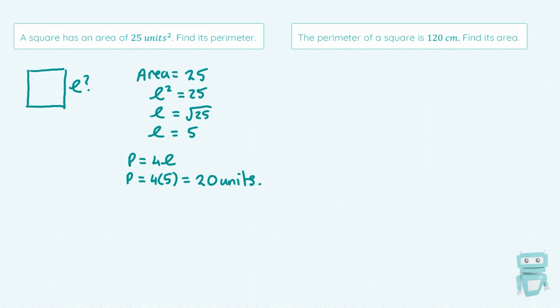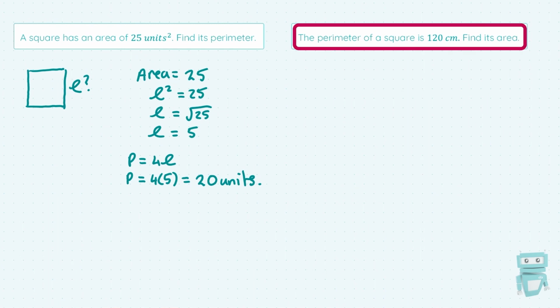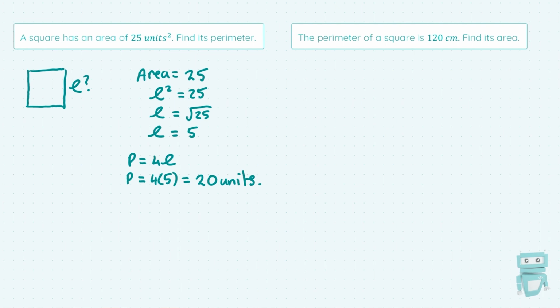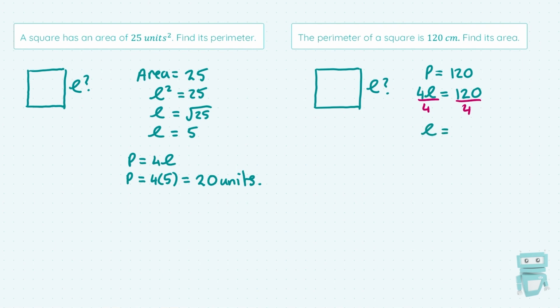Next up, in a similar fashion, I'm told the perimeter of a square is 120 centimeters. Find its area. Now, I know the perimeter is going to be 120. And in order to find the area, I need to know what the side length L is. So let's start off with the fact of the perimeter being 120 and try to link in a formula here. Now the perimeter of a square is just going to be 4 by its length. So here I'm going to let 4L equal 120. Then to solve for L, I'm going to divide both sides by 4. And in doing that, I work out that the side length here is going to be 30 centimeters.